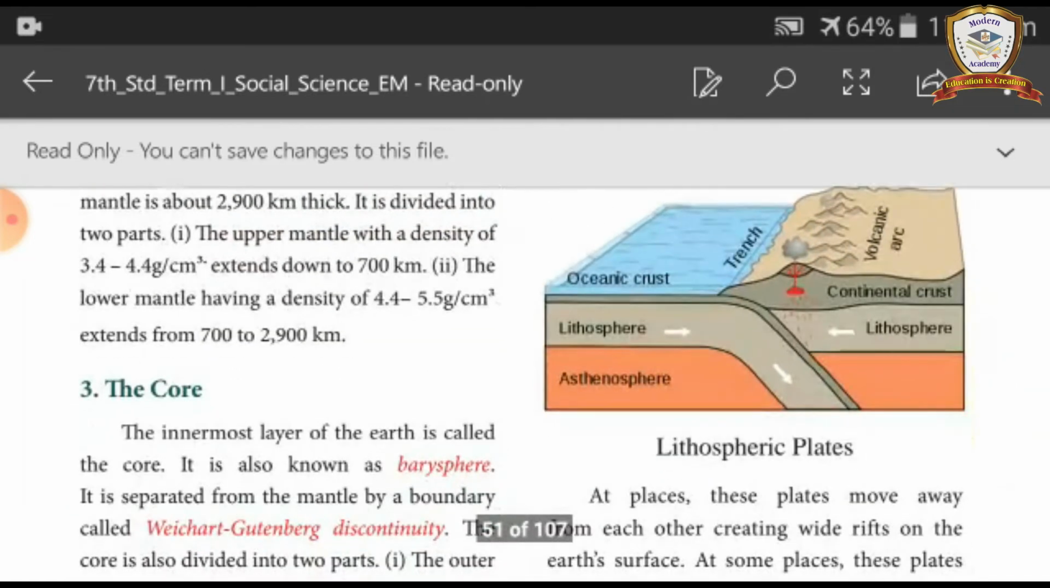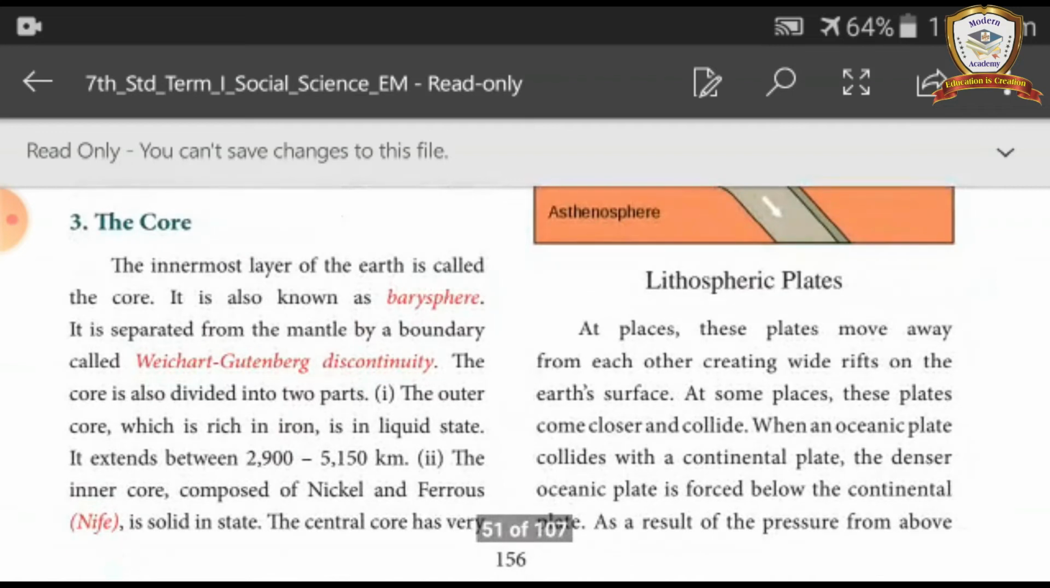The core. The innermost layer of the earth is called the core. It is also known as barysphere. It is separated from the mantle by a boundary called the Weichert-Gutenberg discontinuity. The core is also divided into two parts. The outer core, which is rich in iron, is in liquid state. It extends between 2900 to 5150 km. The inner core, composed of nickel and ferrous, is solid in state.